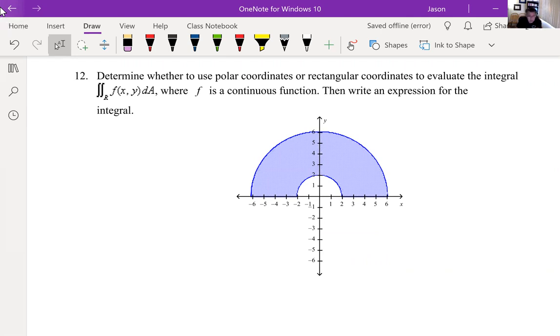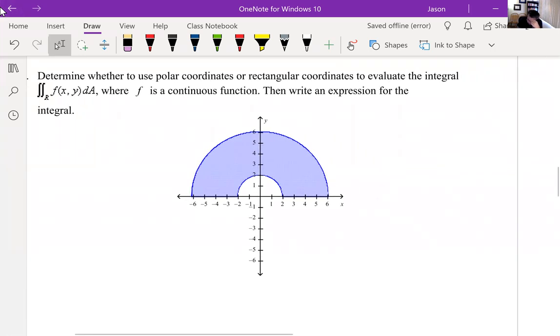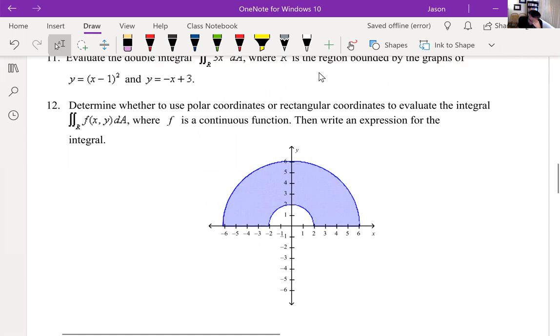Question 12. Okay. It says determine whether to use polar coordinates or rectangular coordinates. Well, that one's kind of a no-brainer on question 12 here, right? So, I mean, we've got these two circles. I would definitely be using polar coordinates on this. Now, are we given it in polar coordinates? No, we are not given this in polar coordinates.